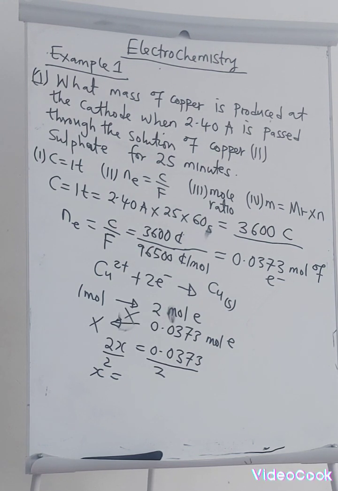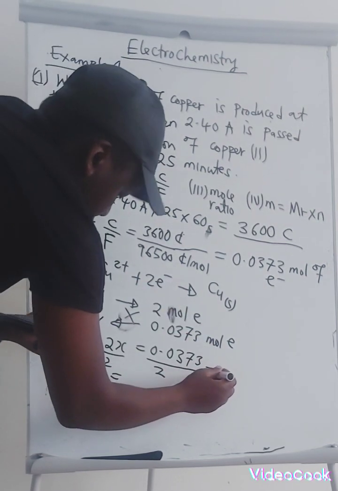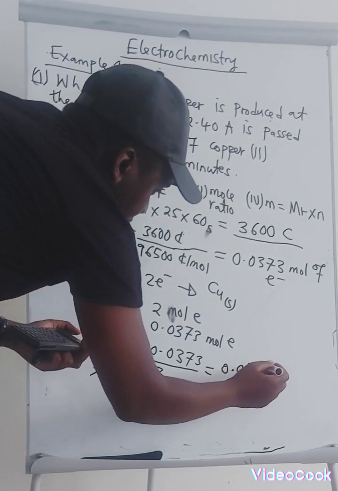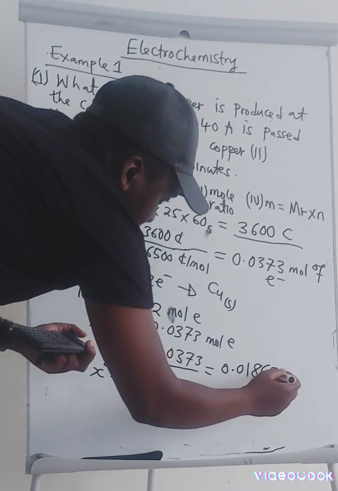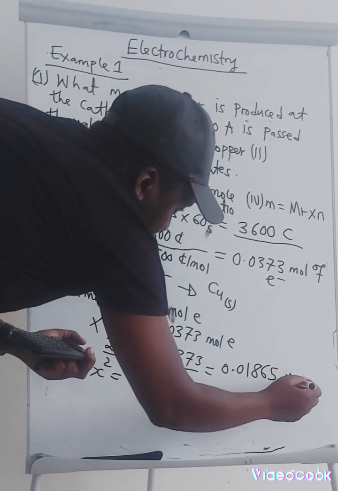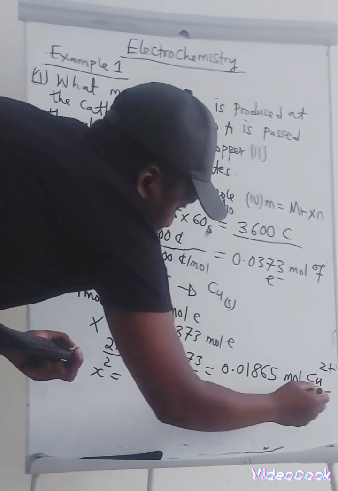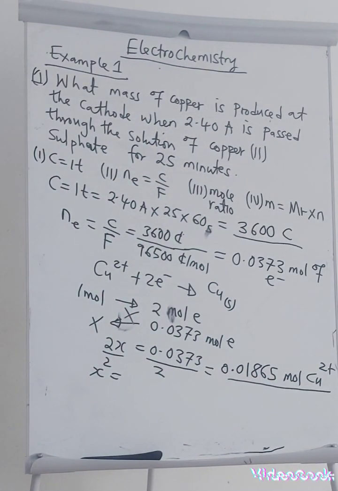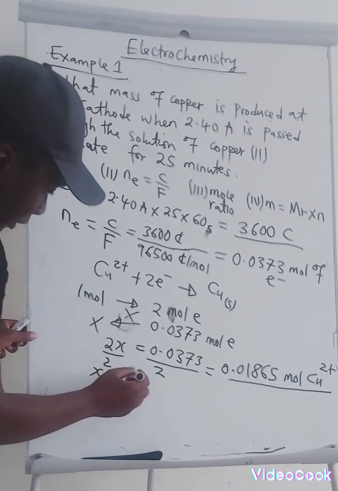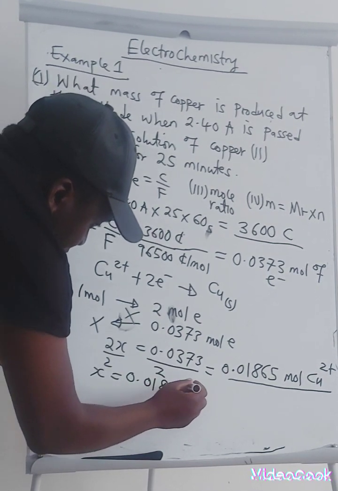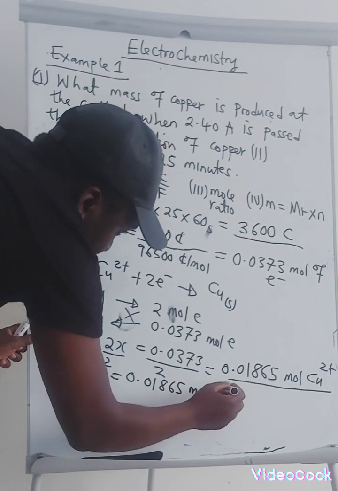So x is equal to 0.373 divided by 2, which is equal to 0.1865 moles of copper. So we have the moles of copper there.